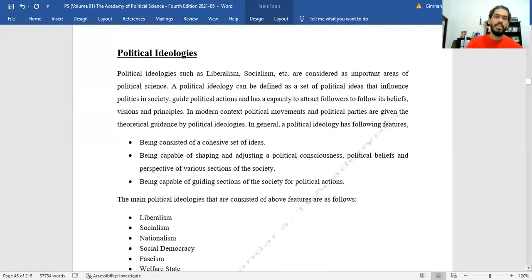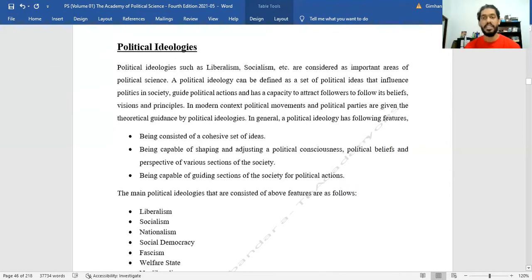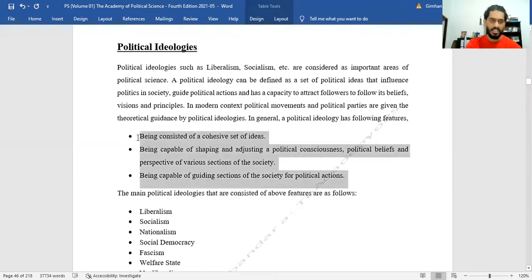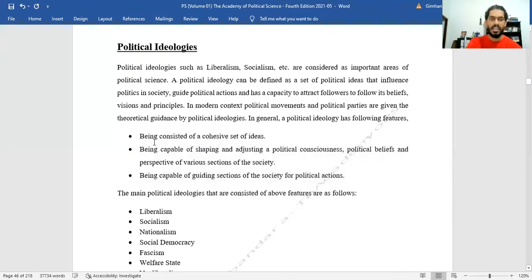Then what happened? People ended up coming up with ideas, and some of these ideas became ideologies. Okay. So in general, what are the common features of ideologies? These are the common features of ideologies. If you have the printed note, highlight these. Being consisted of a cohesive set of ideas. Being capable of shaping and adjusting a political consciousness, political beliefs, and perspectives of various sections of the society.